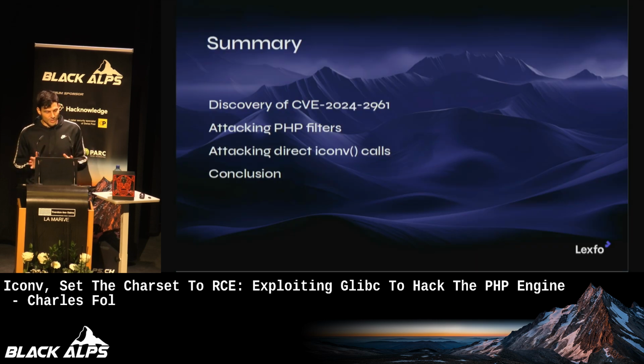So, a quick summary of what we're going to talk about. First, I will tell you how I found the bug. It's really not only an introduction, it's also a way to tell you about what you can do when you have a file read primitive in PHP. Then I will tell you how you can attack PHP filters with the bug that I found. If you don't know what this is, I will tell you, don't worry. And then hopefully we'll have a few minutes to talk about another way of attacking the bug using direct calls to Iconv in PHP as well. And then again, hopefully some time for the conclusion.